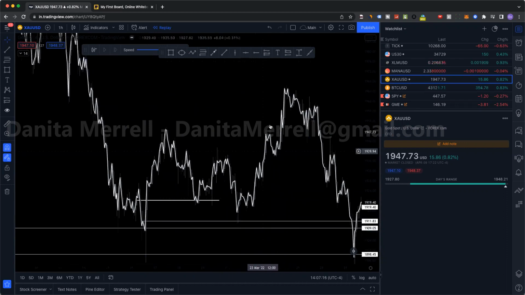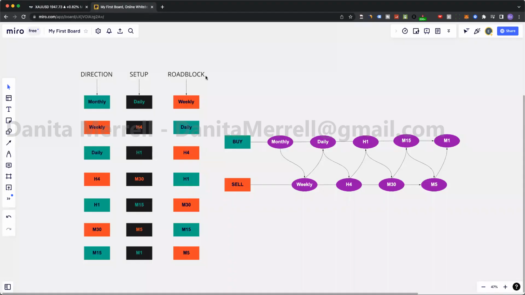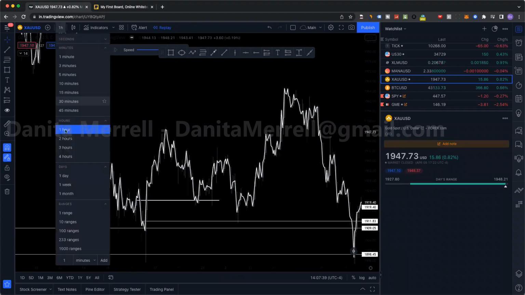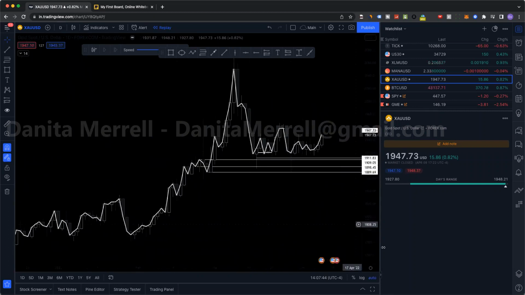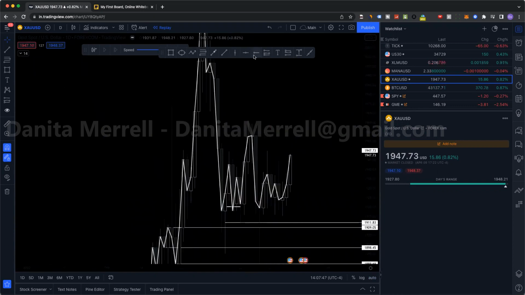Okay. Because we understand the market fractally, right? This H1 right here broke the H4. We broke the higher time frame. Okay. So from H1, we can take that trade. Okay. So H1 from the daily, roadblock H4. Okay, targeting our daily.